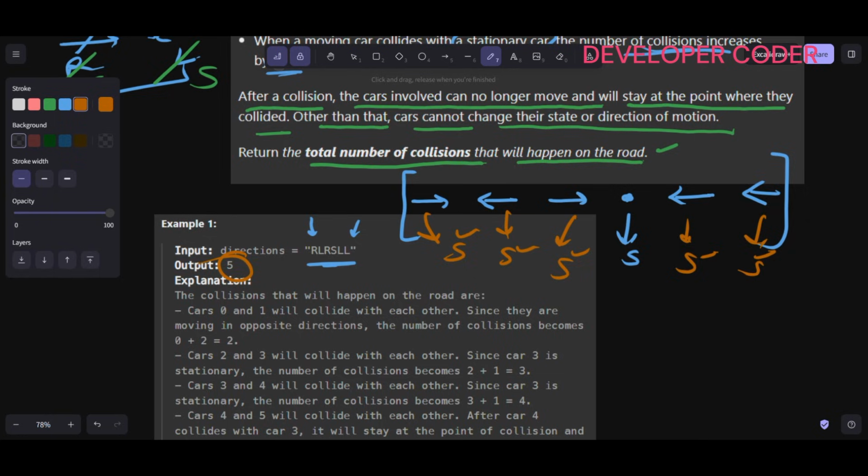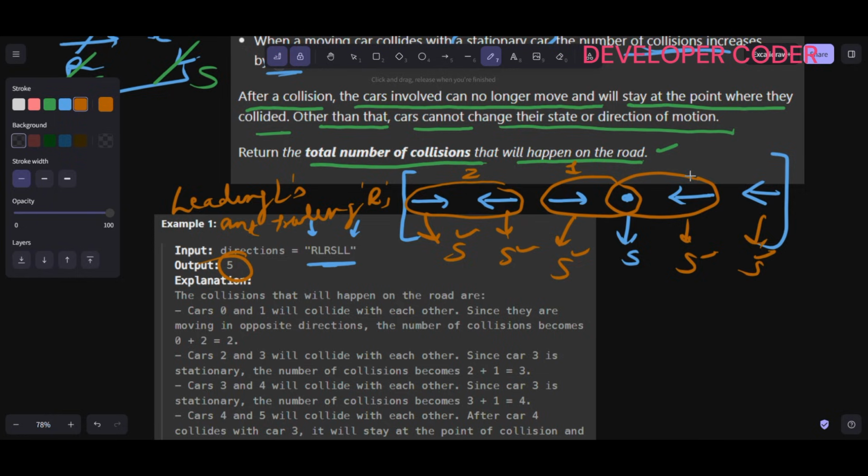That's it, right? So definitely all these cars will collide in the future, right? Because we have removed the leading L's and trailing R's, because only these will not collide, but other than this all will collide, right? So these two will collide, so effect is 2, right? And then after that this and this will collide, so effect is 1.